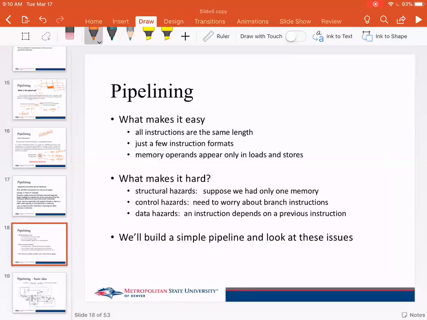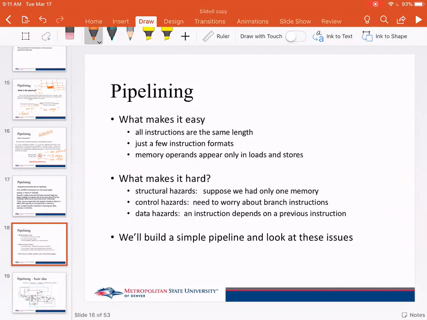So overall, for the pipelining technique, why could we do it? Remember, we're using the MIPS processor, and all the instructions have the same length, right? If some instructions took a short time and some had to take a longer time, it would be more complex for us, for sure. So we only have a few different instruction formats. Suppose you have a super complex instruction set with a lot of different types of instructions, this will be complex as well. The memory operands only appear in the loads and the stores.